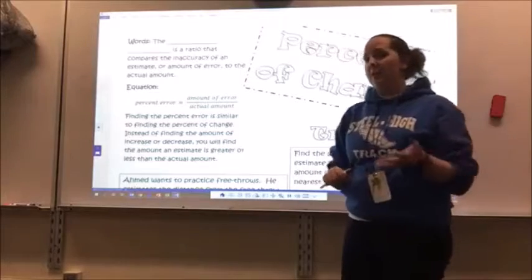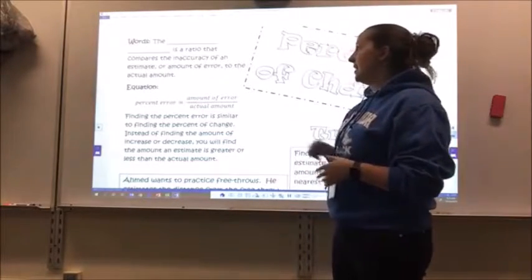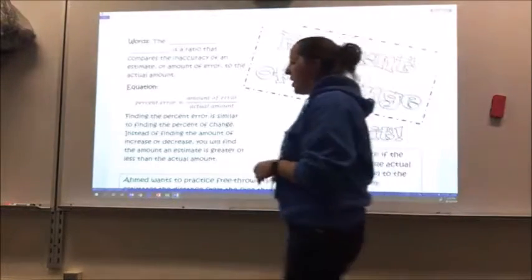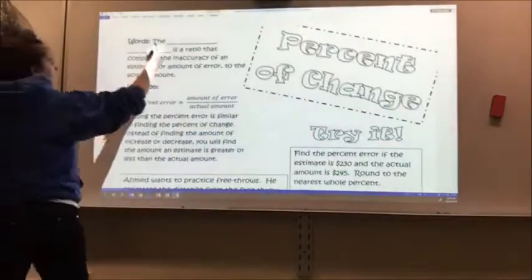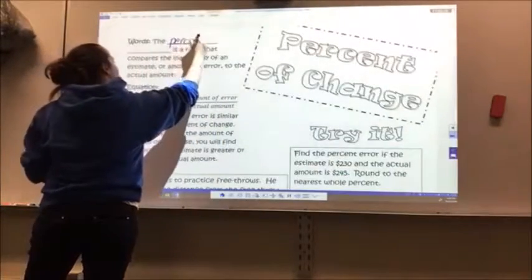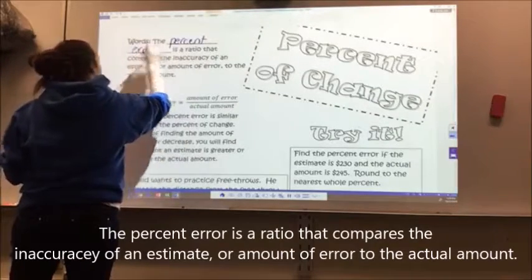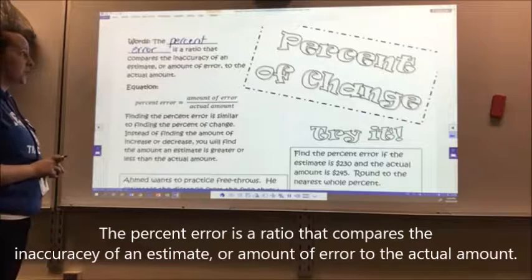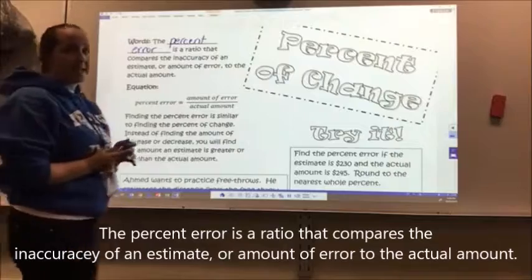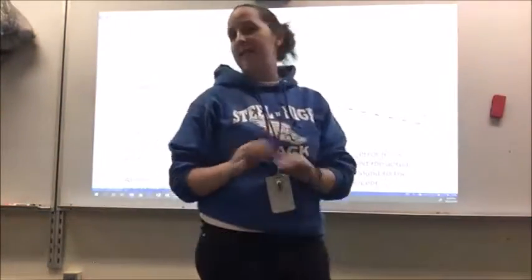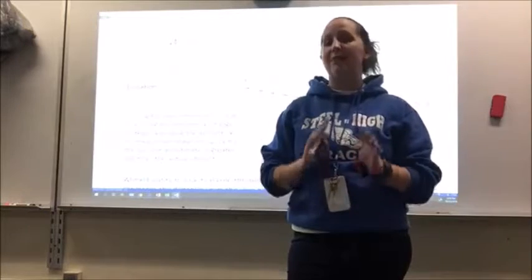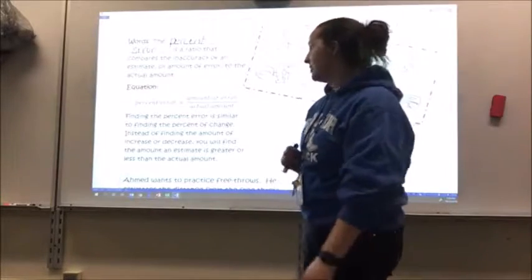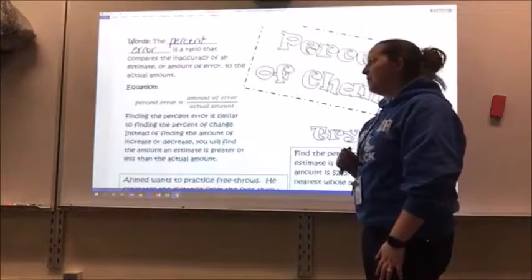All right, to continue on with percent of change, the blank blank is a ratio that compares the inaccuracy of an estimate or the amount of error to the actual amount. In that blank, you're going to write percent error. So the percent error is a ratio that compares the inaccuracy of an estimate or amount of error to the actual amount. This is almost the exact same thing as percent of change. They just call it something different. So you're taking the amount of error divided by the actual amount.